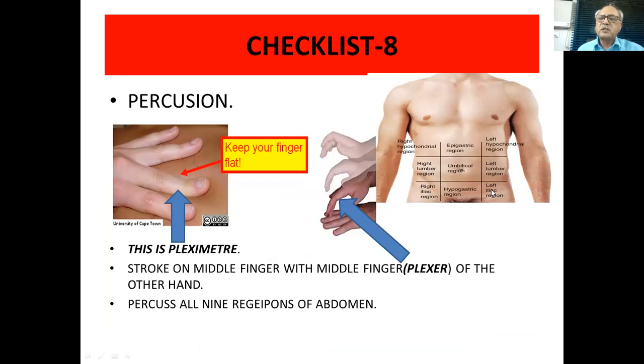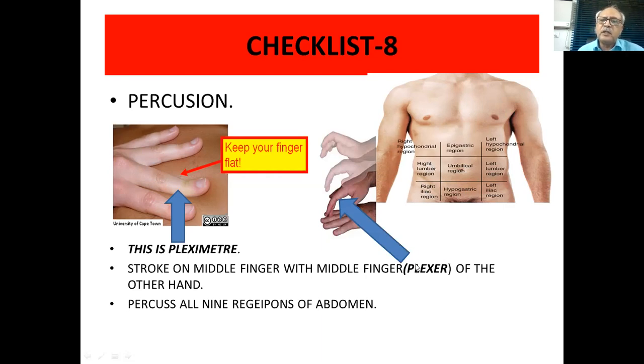You have to percuss all the 9 regions of the abdomen. This is important. You have to percuss all the 9 regions of the abdomen, number one. And number two, you have to percuss the lower edge of liver and lower edge of spleen and upper edge of the urinary bladder, and you have to perform the shifting dullness. These are the different steps to perform the percussion of the abdomen.